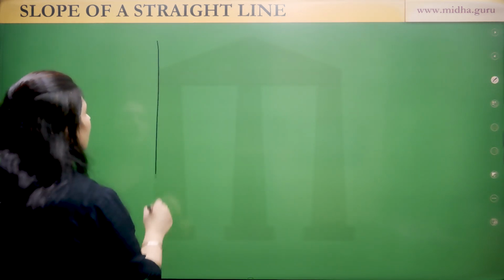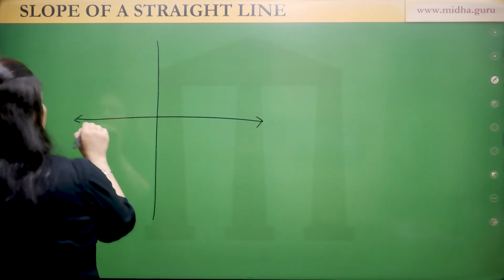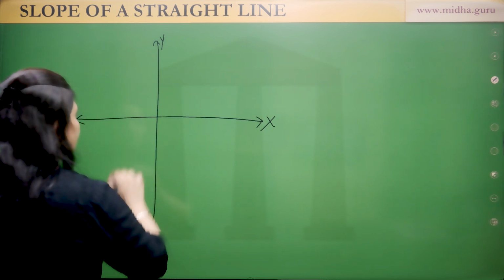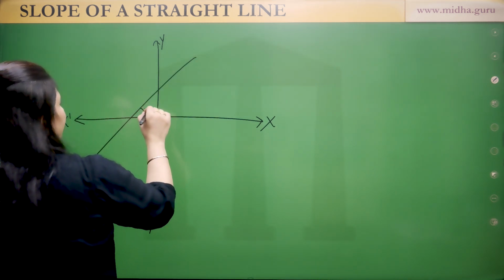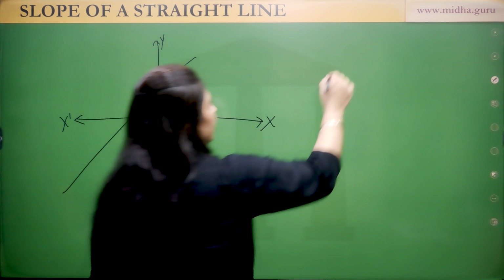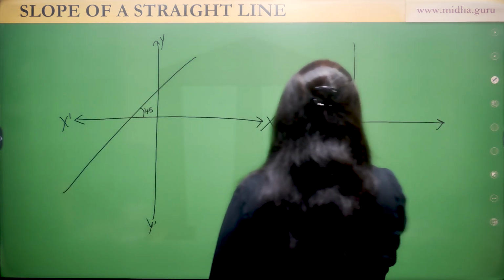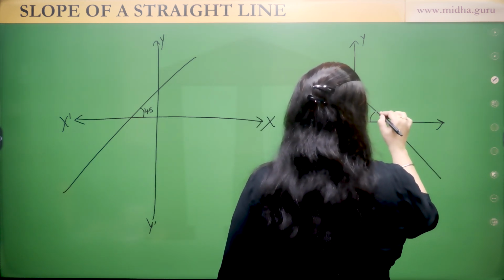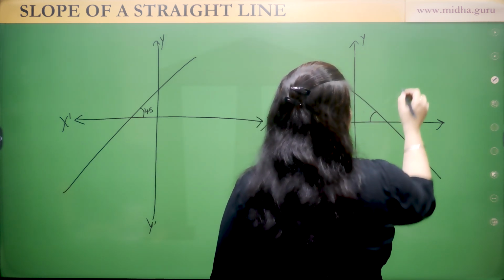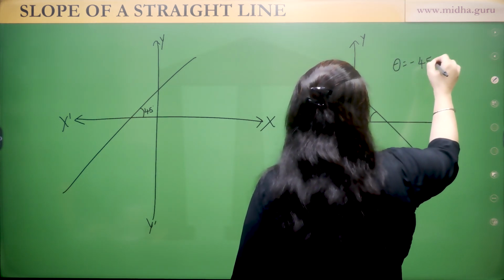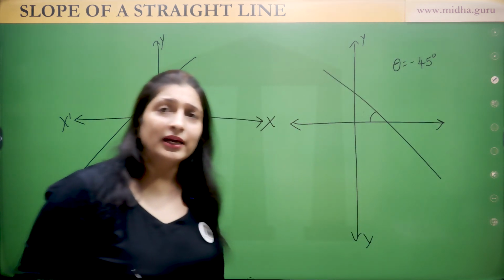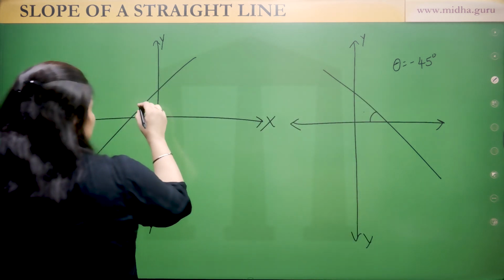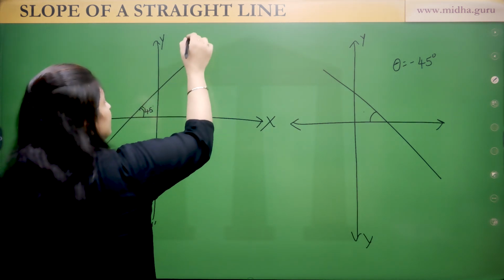See, again, this is a Cartesian plane with y dash. We have this line, which is 45 degree. Again, we have another line which is also making 45 degree. The difference is this one is being measured clockwise. So here theta is minus 45, because we know if the inclination is measured clockwise, it is negative, and if it is measured anti-clockwise, it is positive, right?